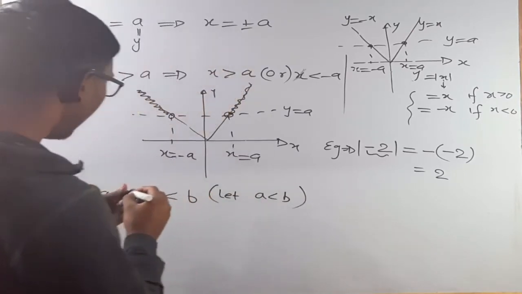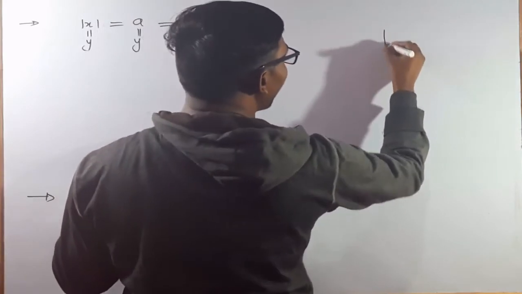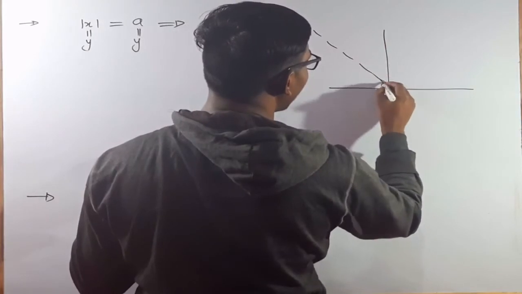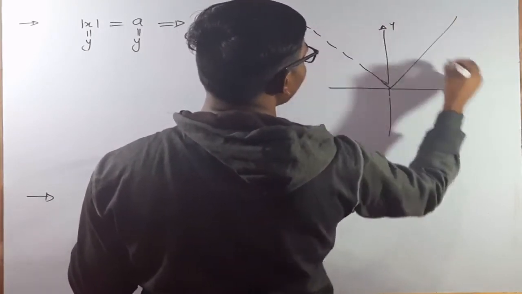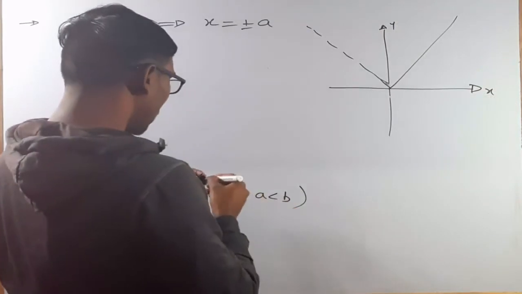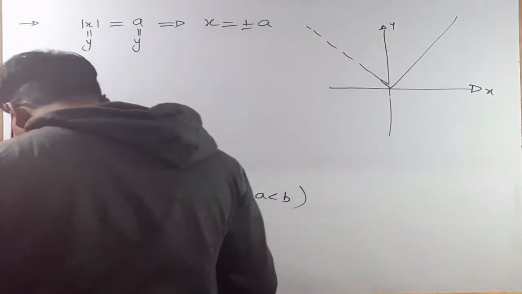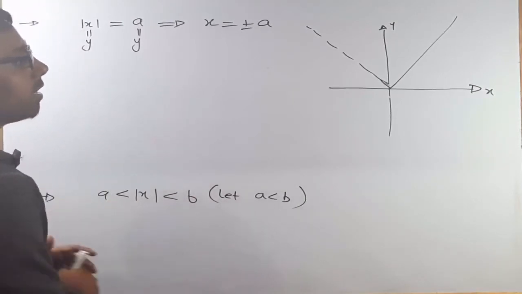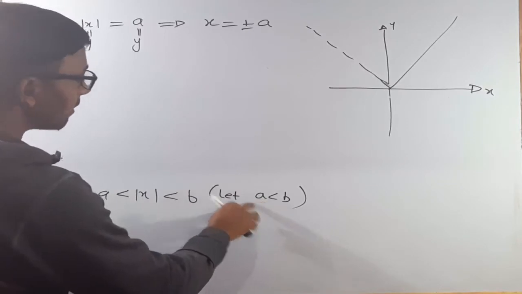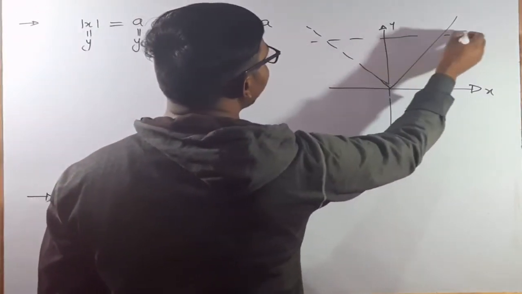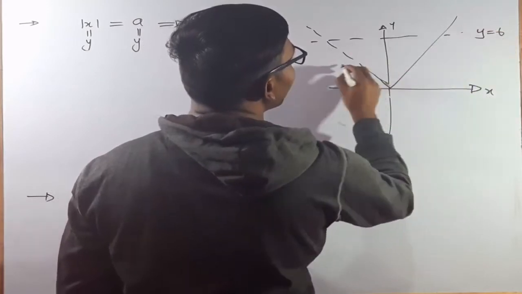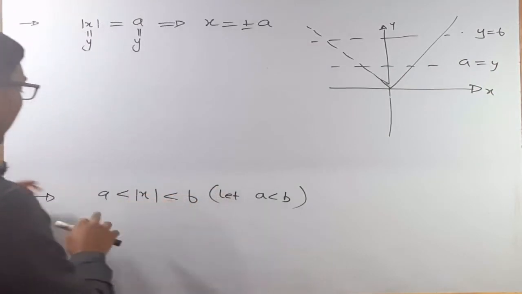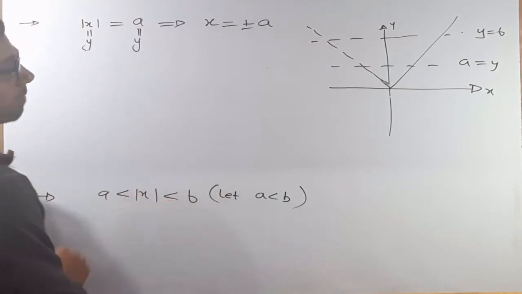So first I will rub this. Here this is the graph of the modulus function. This is the minus x line and this is the x line. This is y, this is x. I am saying modulus of x is less than b and greater than a, and I have already said that a is less than b. So b will be somewhere here, the y equals b line, and a will be somewhere here, the y equals a line. So we need to find the values of x for which this inequality is satisfied.